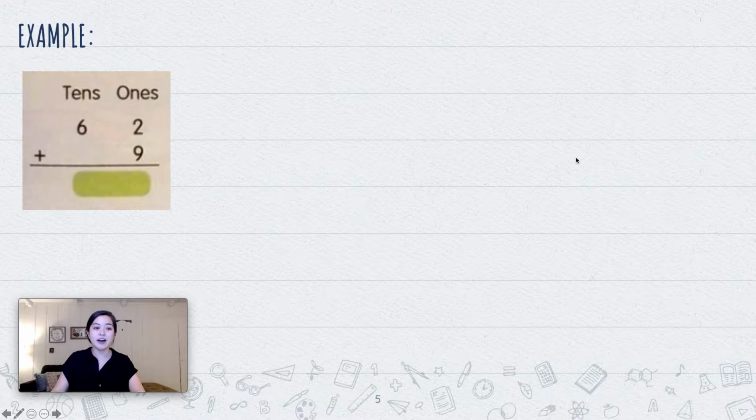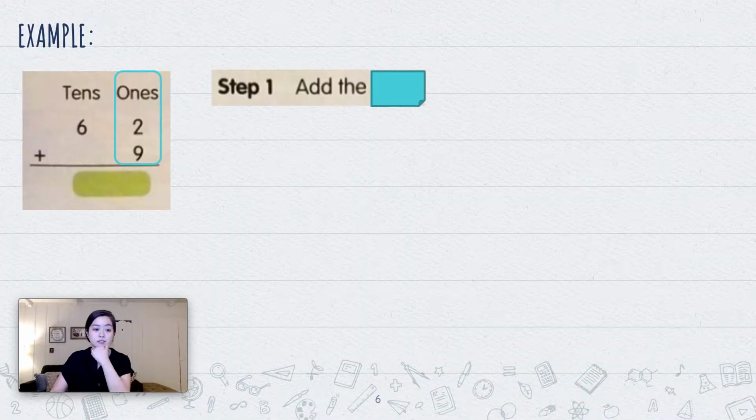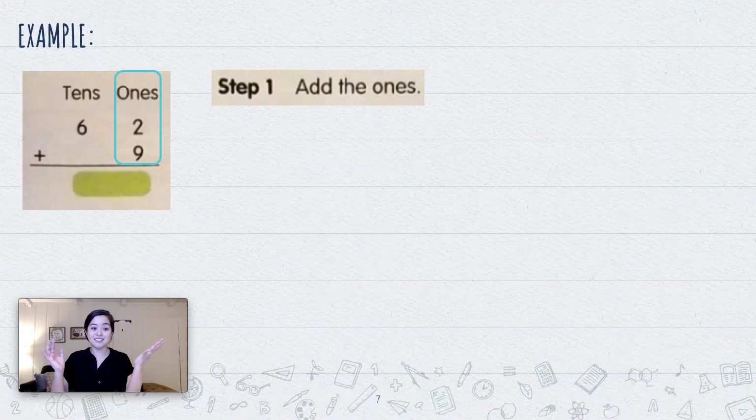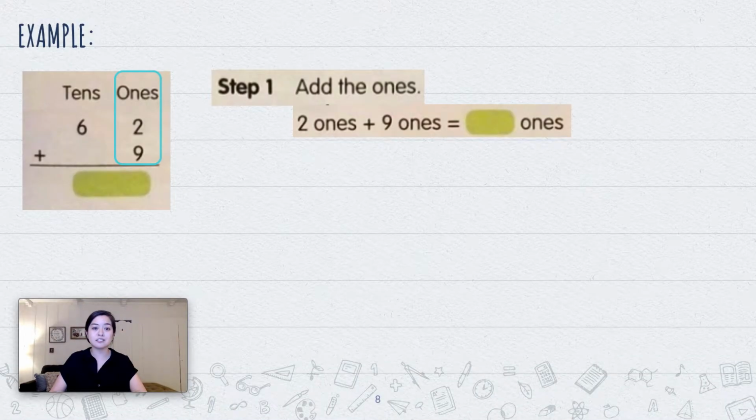So we have 62 plus 9. So, what should we do first to add 62 and 9? The first step is to add the ones. We're going to always add the ones first. So, let's start adding the ones. 2 ones plus 9 ones is how many ones?